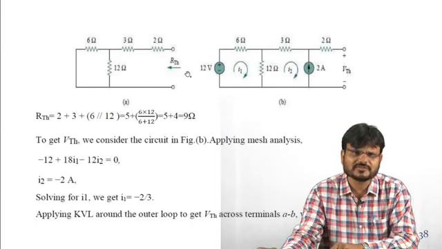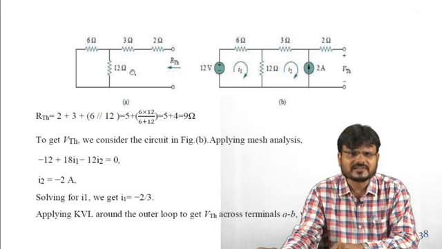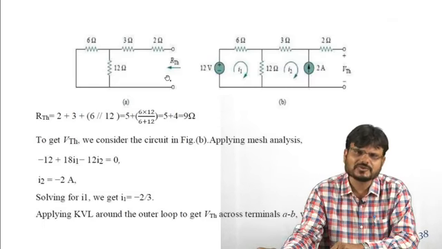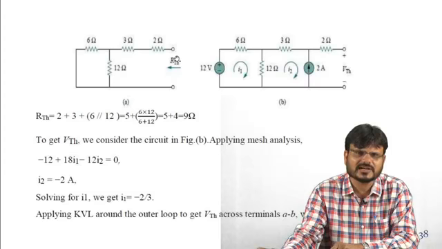Here you can see, because you are looking from this side, this 12 ohm is in parallel with 6 ohm, and this combination is connected in series with this 3 ohm and 2 ohm. So this 2 ohm plus 3 ohm is in parallel with this 6 ohm and 12 ohm. After solving, you will find the equivalent resistance, that is 5 plus 4, that is 9 ohm. So you have calculated the Thevenin resistance RTH.